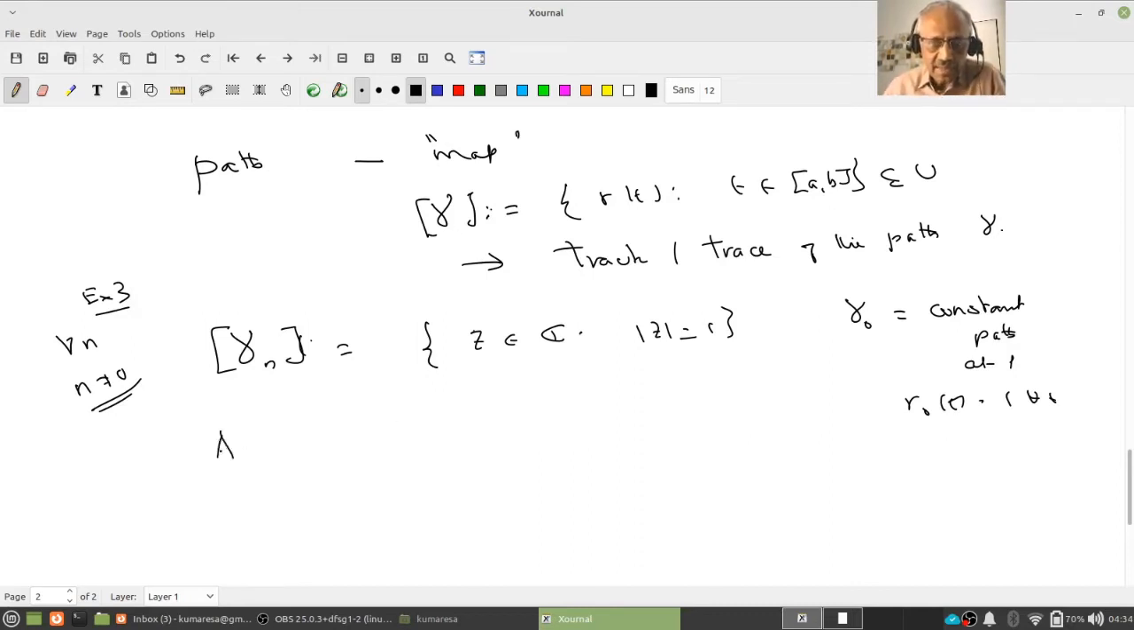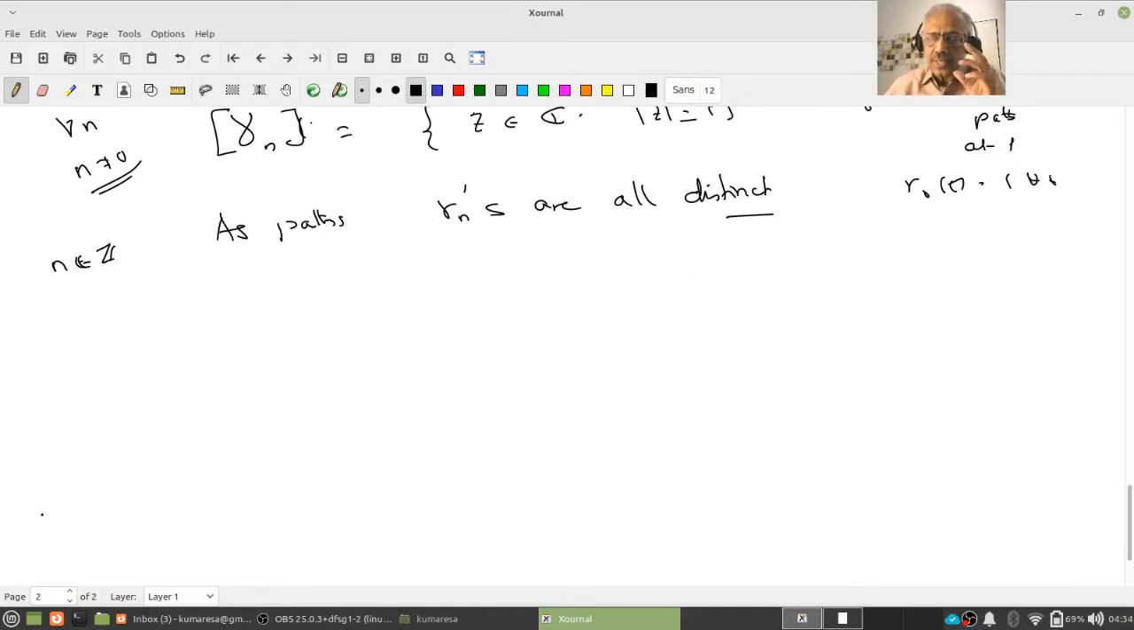But as paths, the gamma n's are different for every n. Because they are distinct, what does it mean? As functions they are distinct. That means you can always find a t so that, if n and m are different, gamma n of t is different from gamma m of t. That you can do, right? Very easy.